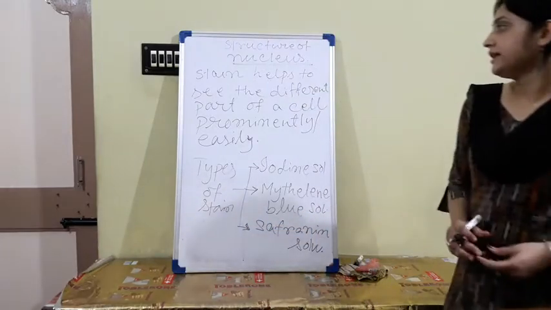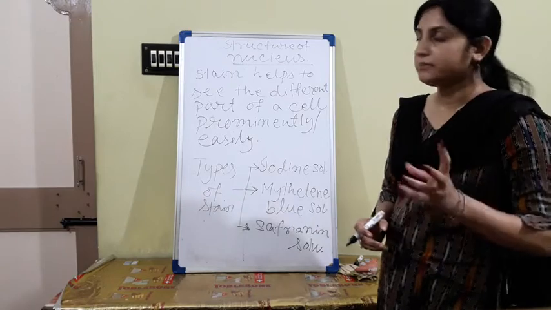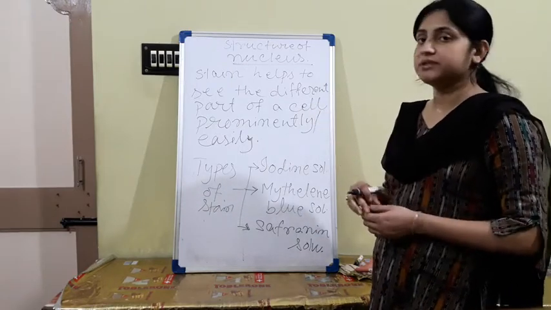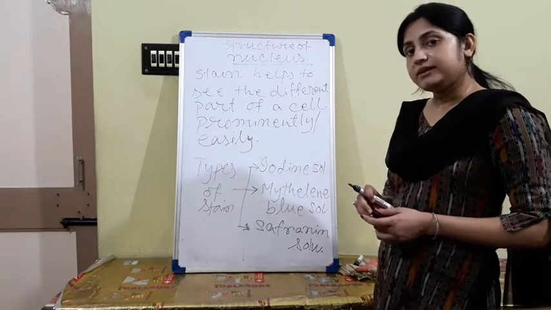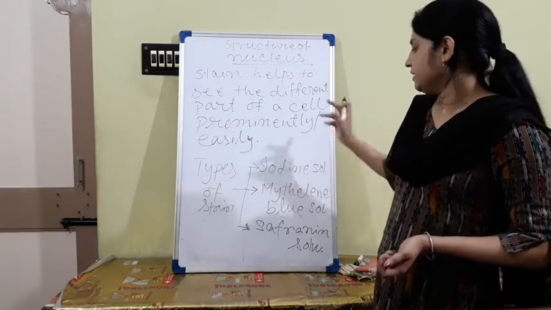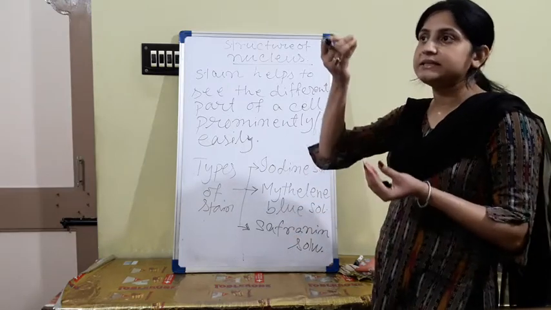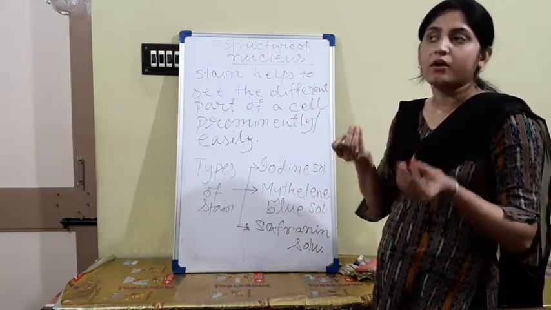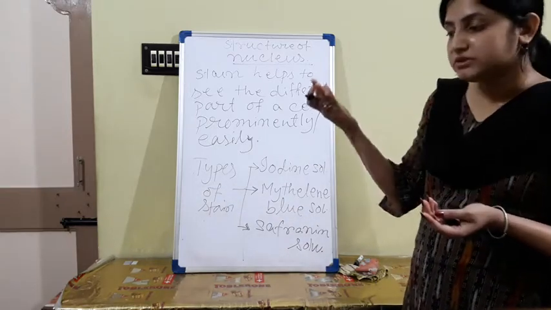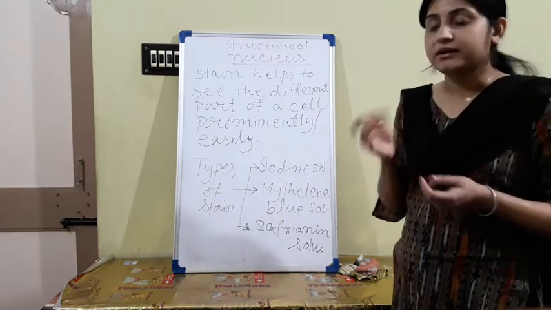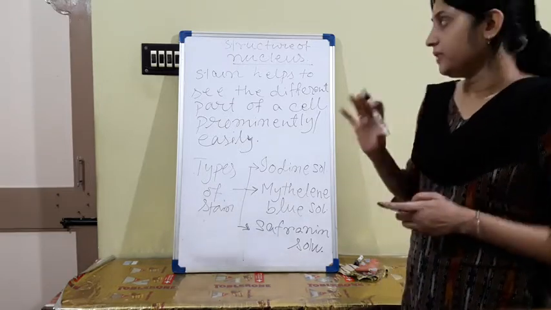Stain acts on one type of chemical composition, that is, chemical material, and helps to see the different parts of the cell prominently and easily. You can use any one, maybe iodine solution, methylene blue, or safranin. You just dip the cell inside the stain or put the stain on the slide of a cell. Then you observe it under the microscope and see the different parts of the cell very prominently.